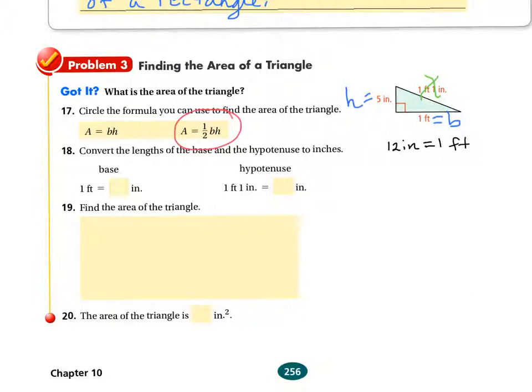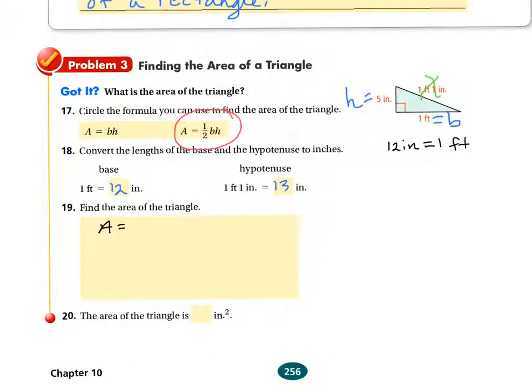And so that's what they wanted here. And so 1 foot is going to equal 12 inches because that's a complete conversion ratio right there. And then we really don't care about the hypotenuse, but the hypotenuse is 1 foot 1 inch. How many inches is that? 13 total. And so we're going to find the area of a triangle.